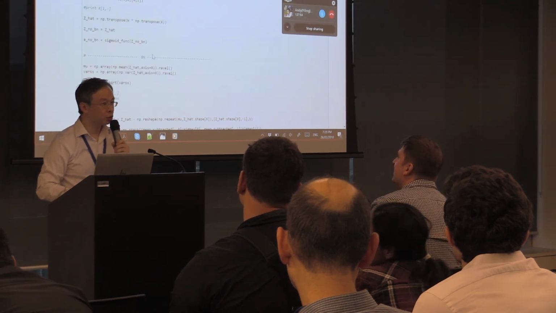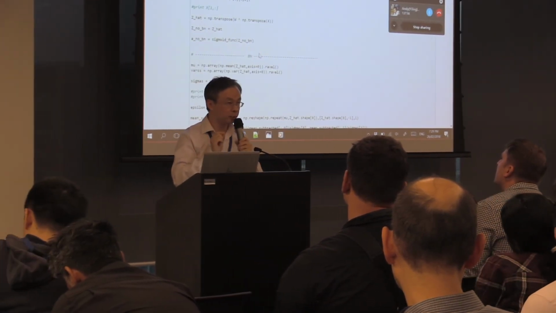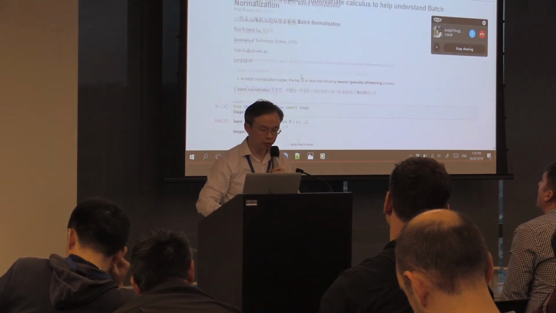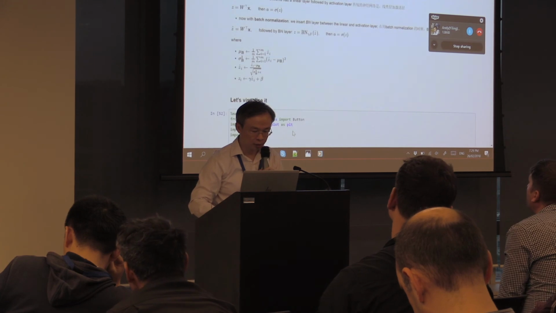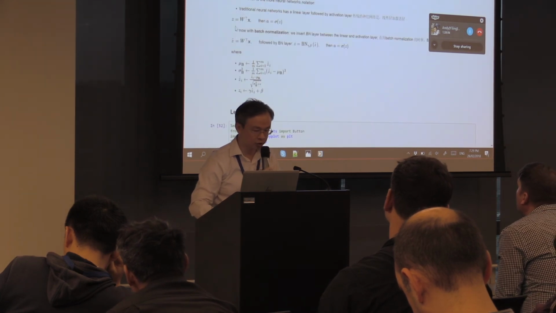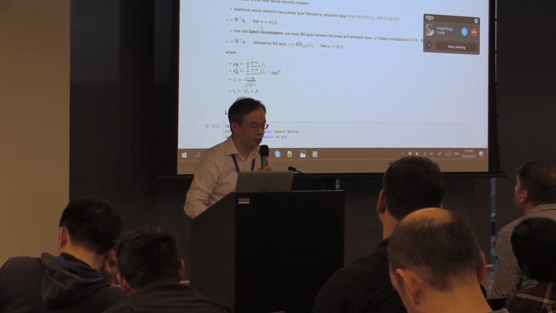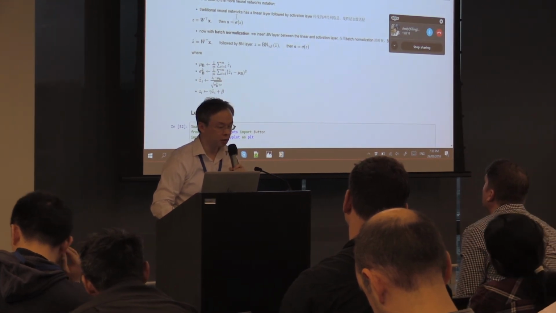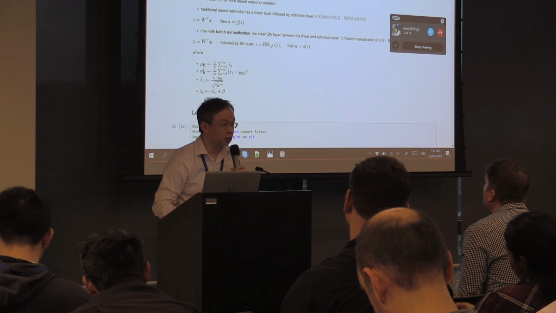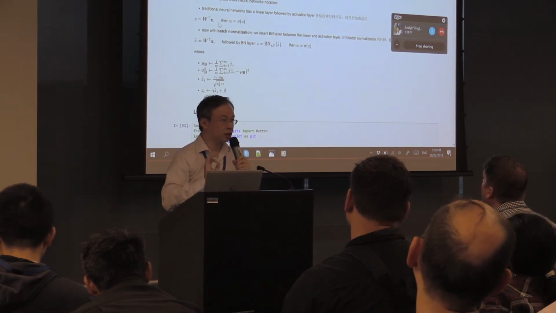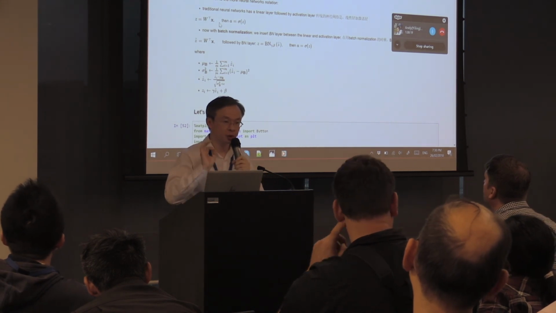Sure. You don't actually put it directly after the input layer. It's put directly after the linear layer. So let me show it to you. So the batch normalization. So this is a standard neural network. You have the linear layer, then you have the nonlinear activation layer, and you would insert the batch normalization between these. Okay. Actually, that's what about 90% of people do.